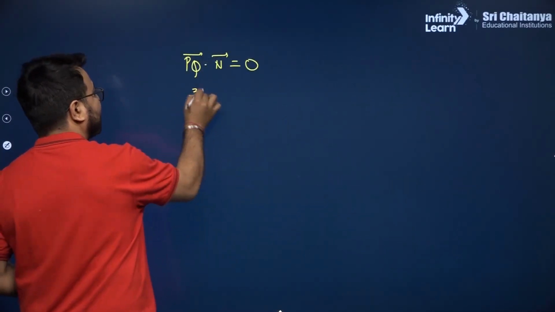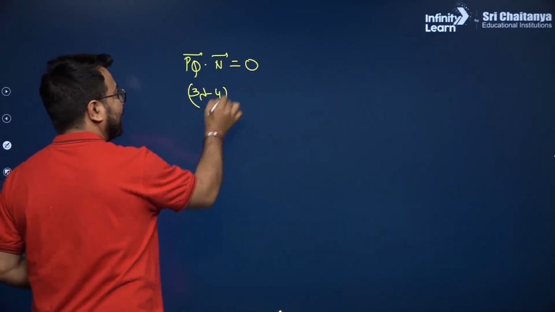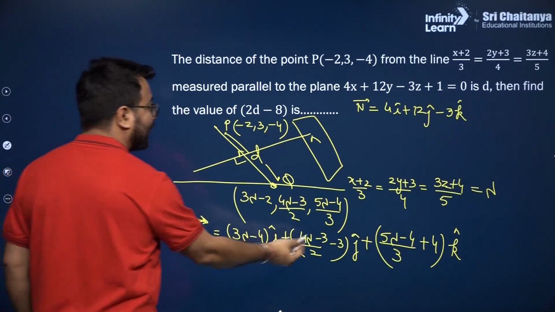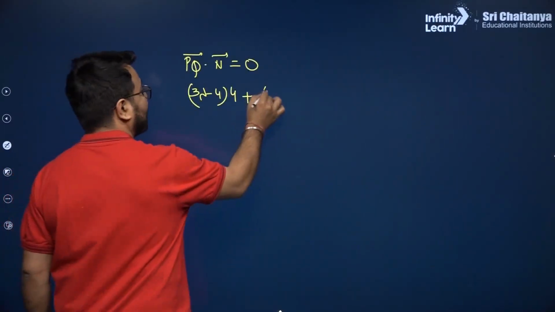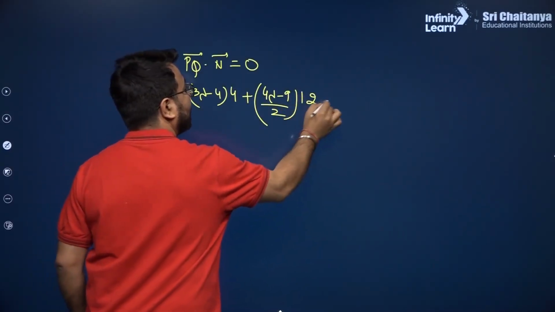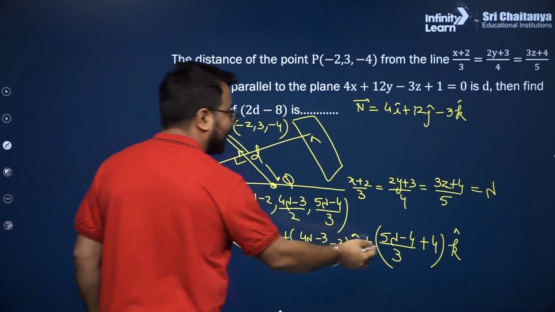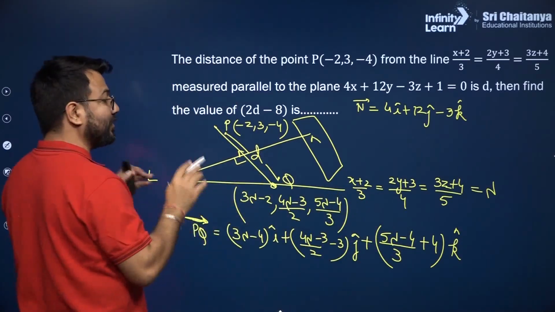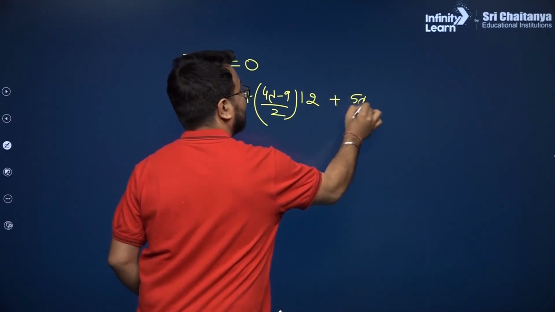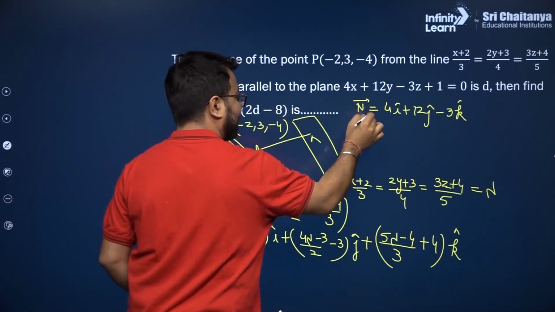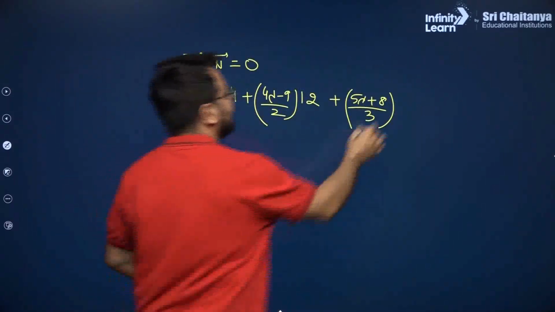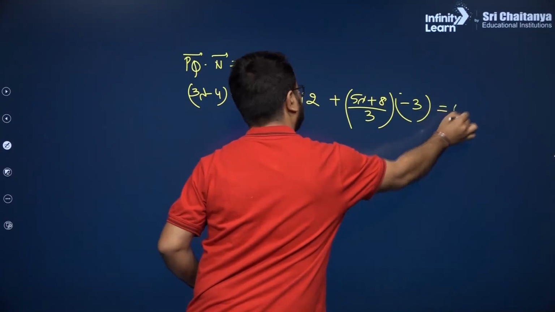So here we have 3 lambda minus 4 multiplied with 4. Then we have 4 lambda minus 3, so basically 4 lambda minus 9 upon 2 will be coming over here, and this gets multiplied with 12. And then we have 5 lambda minus 4 plus 12, so basically 5 lambda plus 8 will be generated. So basically we have 5 lambda plus 8 whole divided by 3, and this is multiplied with the k component. And what is the k component? It is minus 3. So this is equal to 0.